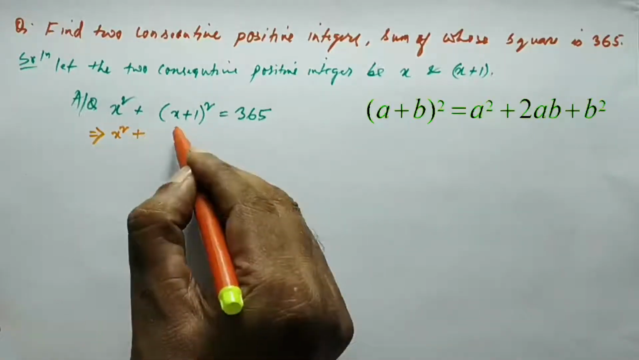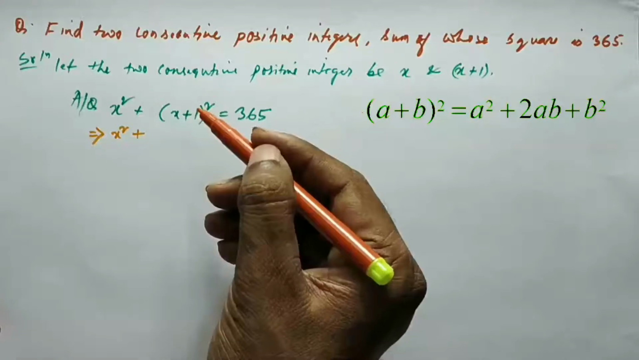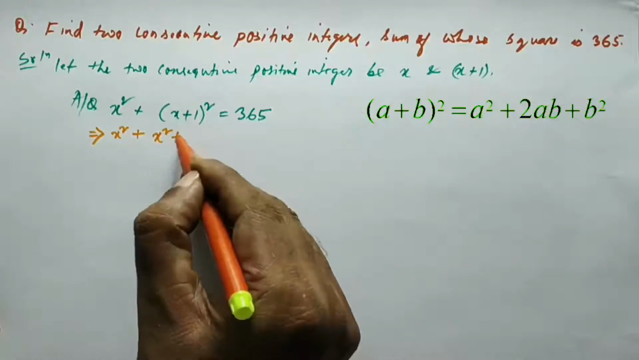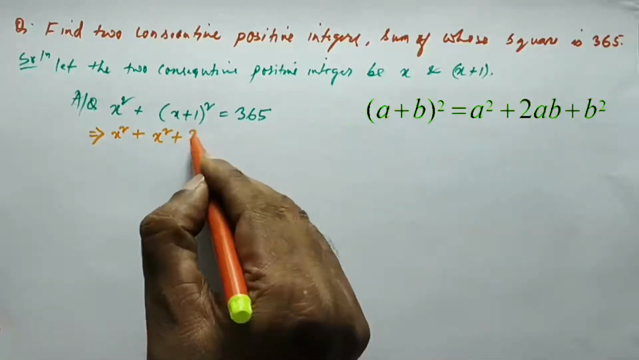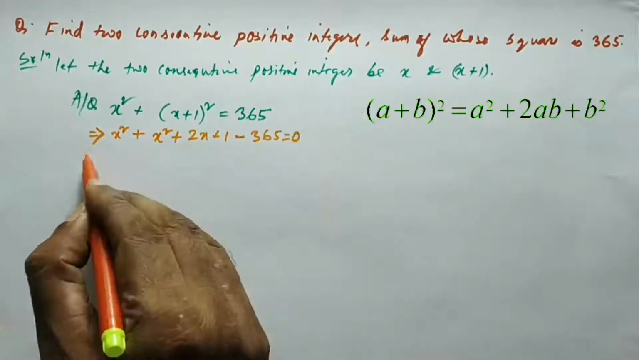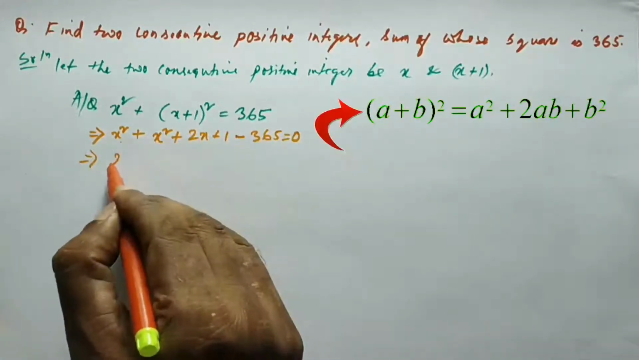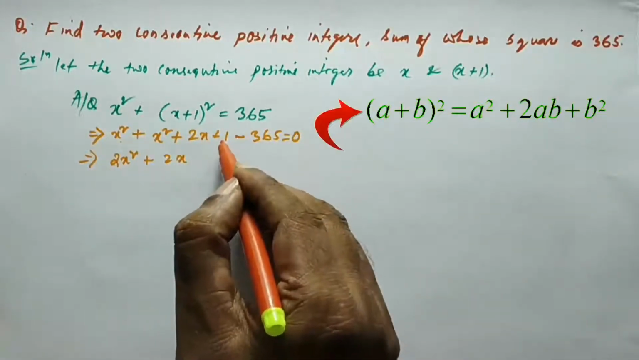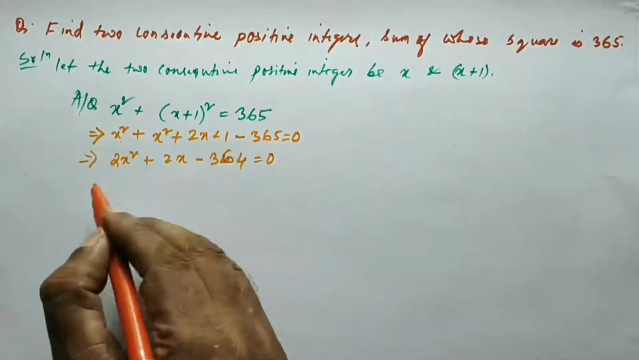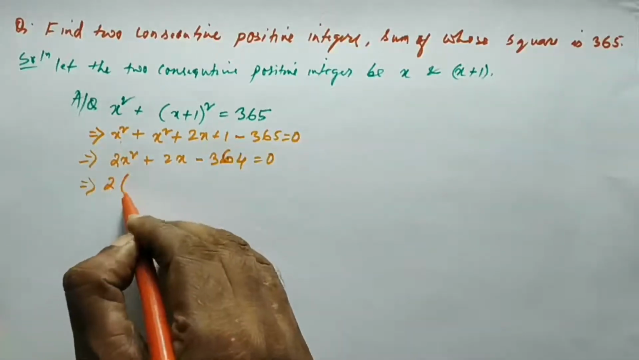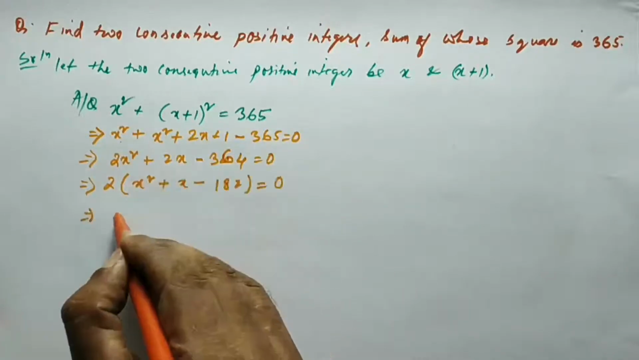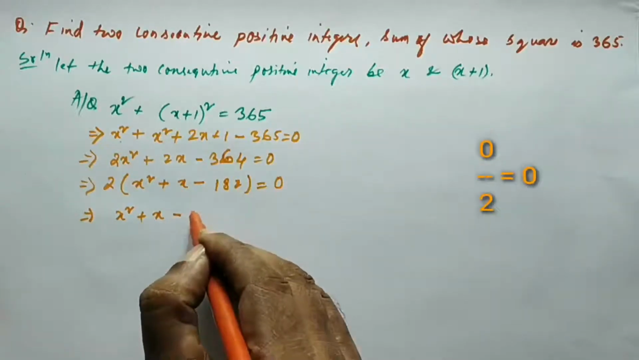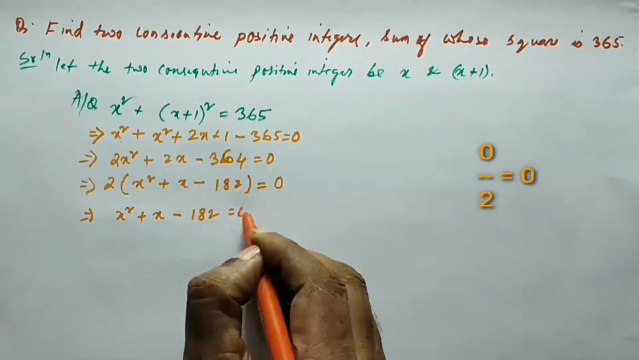(a plus b) whole square is a square plus 2ab plus b square. So let us break in that form. x square plus 2ab, 2 into x into 1 is 2x, plus 1 square is 1, or x square plus x square will be 2x square plus 2x. So plus 1 minus 365, 2 is common here. To cancel it, make it a bit easy for calculation: x square plus x minus 182 equal to 0.